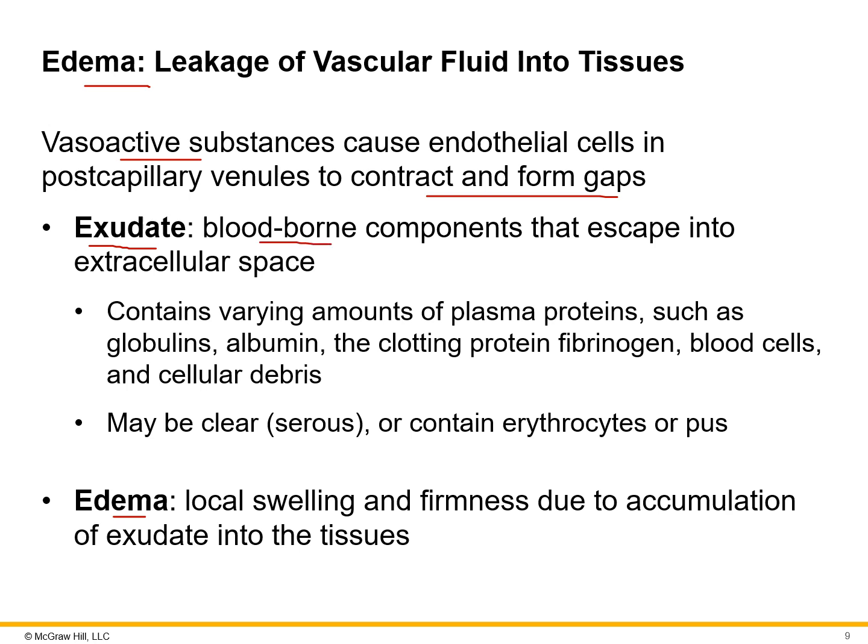So that exudate is the blood-borne components that escape into that extracellular fluid. And the contents vary with different plasma proteins that are there, like clotting factors or blood cells. And that can be clear, or it can be that pus that has those red blood cells or some of the neutrophils left over as they're going through phagocytosis. And then the other part here is that edema, that's the swelling and the firmness, and that's just due to everything accumulating from that exudate. So again, our lymphatic system, during the repair, helps drain and get rid of all that extra.